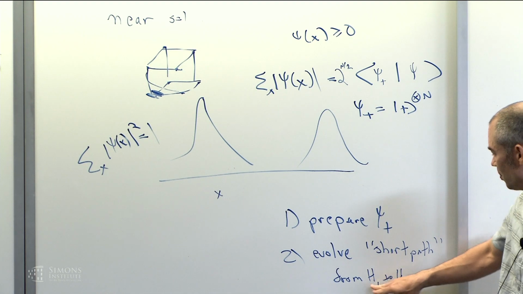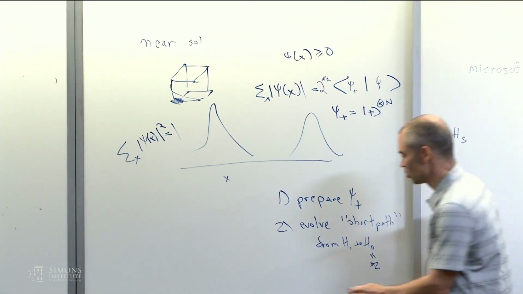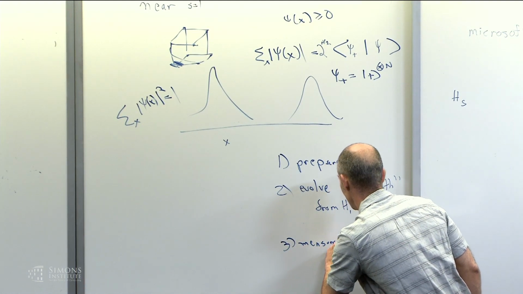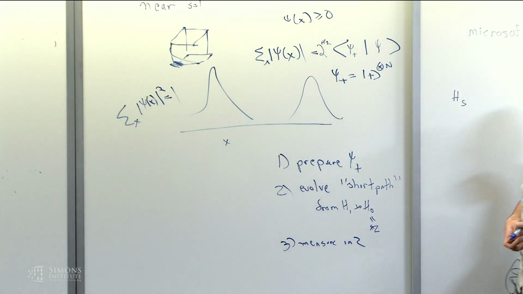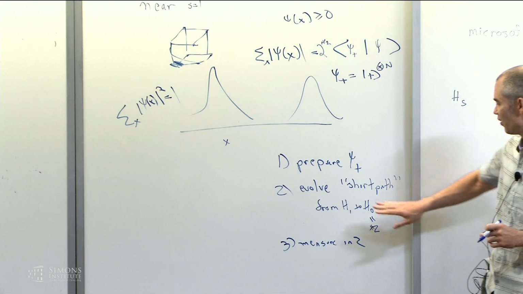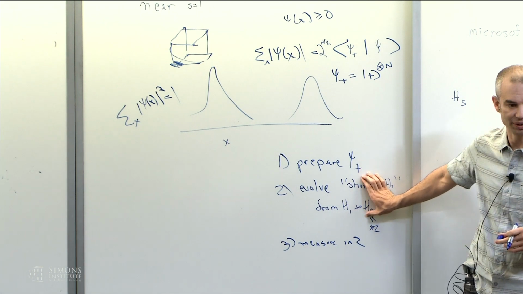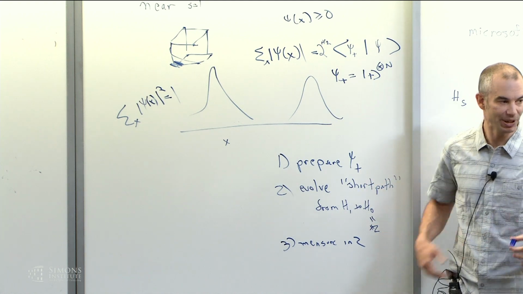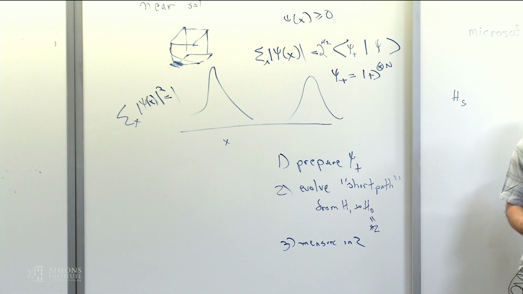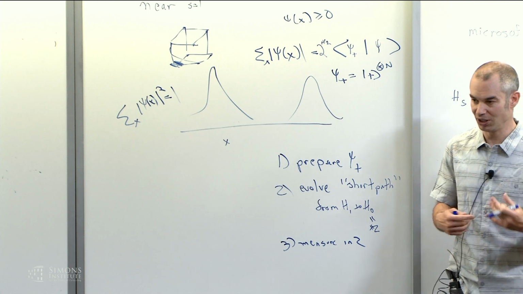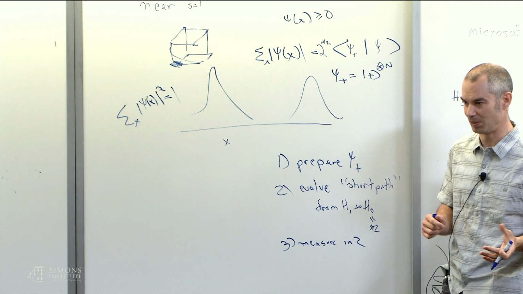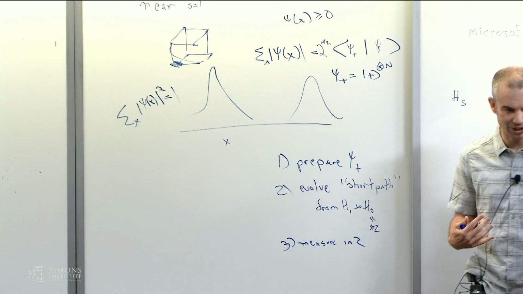So you're going to evolve from here to here, and then measure in the z basis and see if you succeed. If you didn't have this evolution here, if you just prepared psi plus and measured in z, the probability that you get the correct ground state would be 2 to the minus n. The amplitude would be 2 to the minus n over 2. Probability of success would be 2 to the minus n.